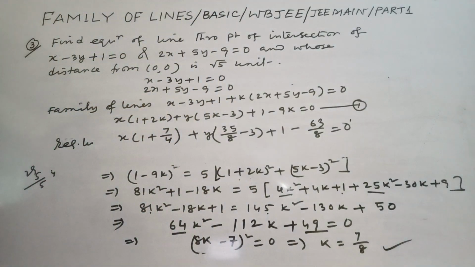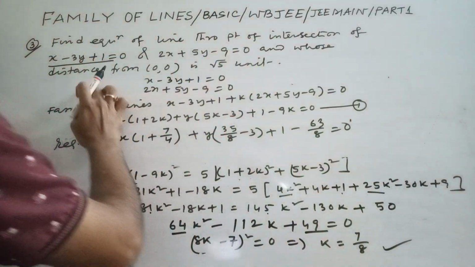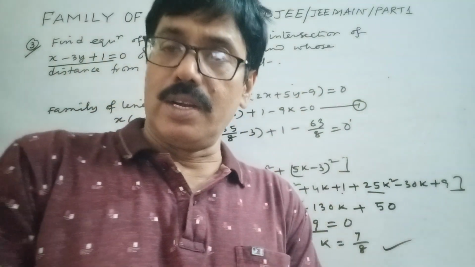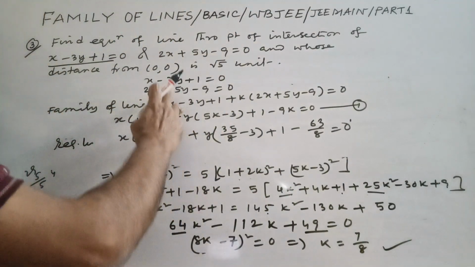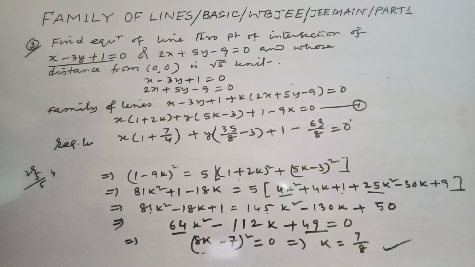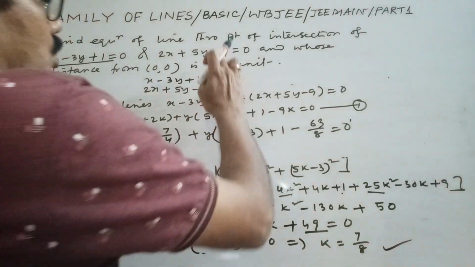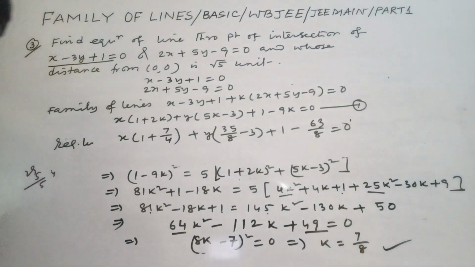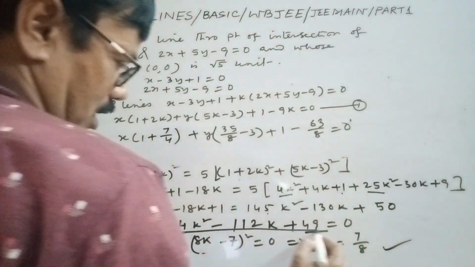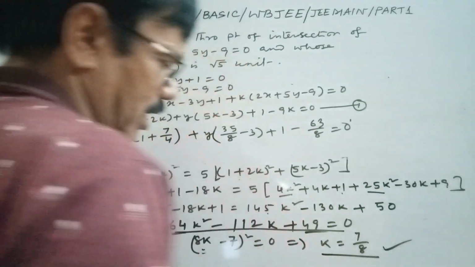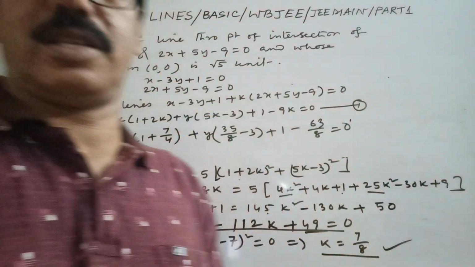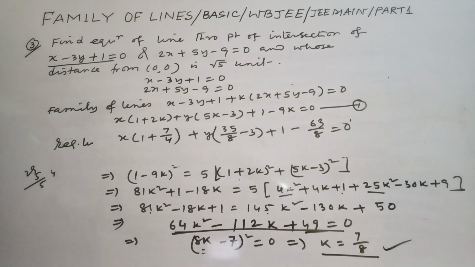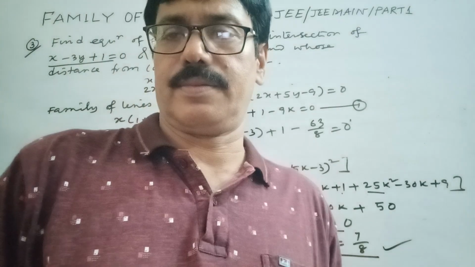So listen again, two equations are given. So the equation of a family of lines, where k is unknown. Now one condition is given, the perpendicular from 0, 0 is given. So this equals root 5 units. Equate the condition, we are getting a quadratic equation, this one. And if we simplify it, we get k equals 7 by 8. Putting the value of k, we get the equation of the family of lines.